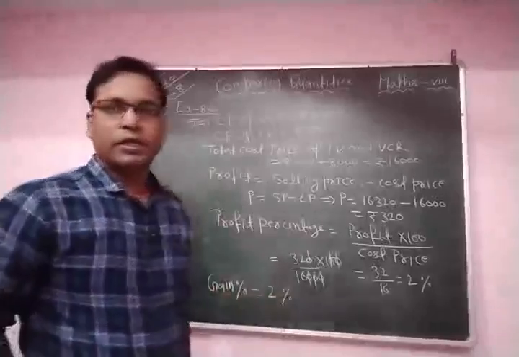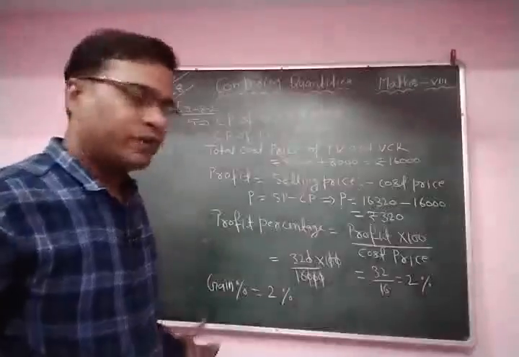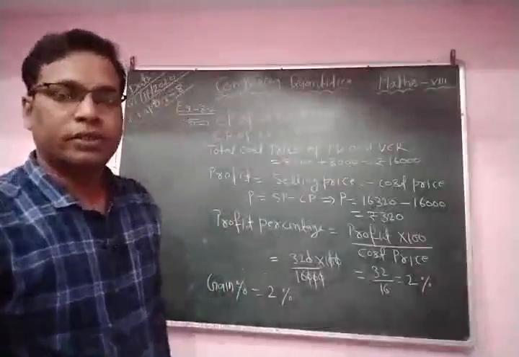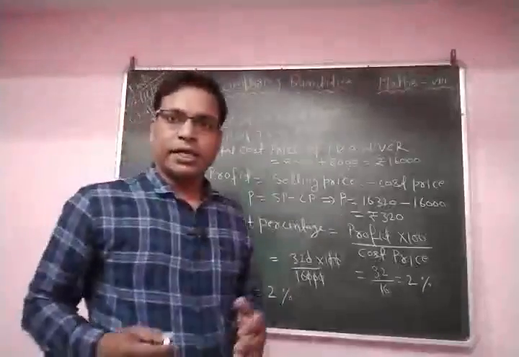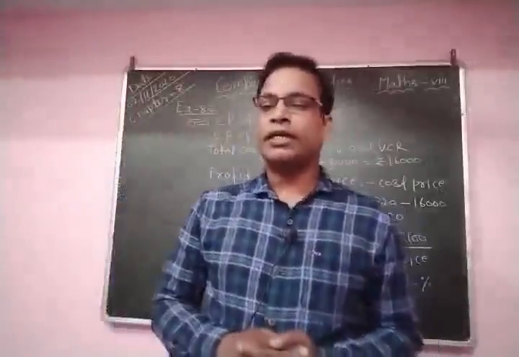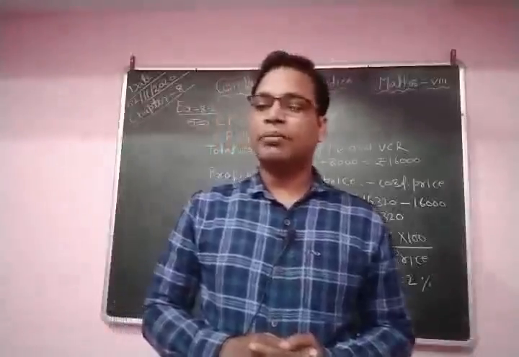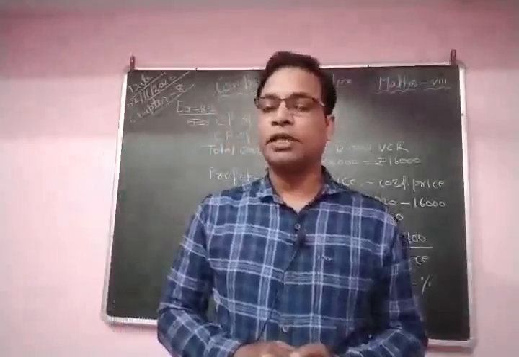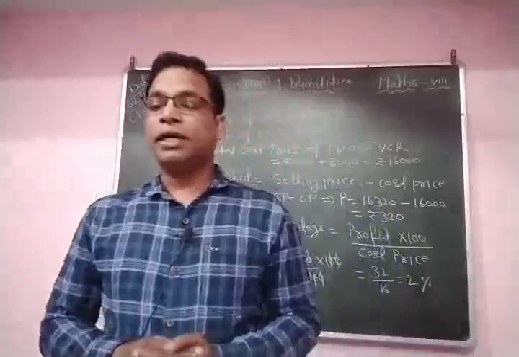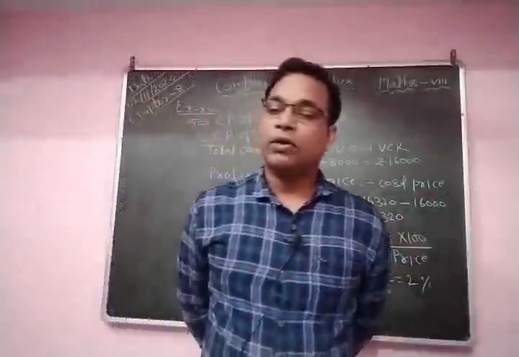This is clear? So student, in this question you can see we find the gain percentage or profit percentage is 2%. Okay, I repeat the question again. Question number 5 is given here. A VCR and a TV were bought for 8,000 rupees each. The shopkeeper made a loss of 4% on the VCR and a profit of 8% on the TV. Find the gain or loss percentage on the whole transactions.